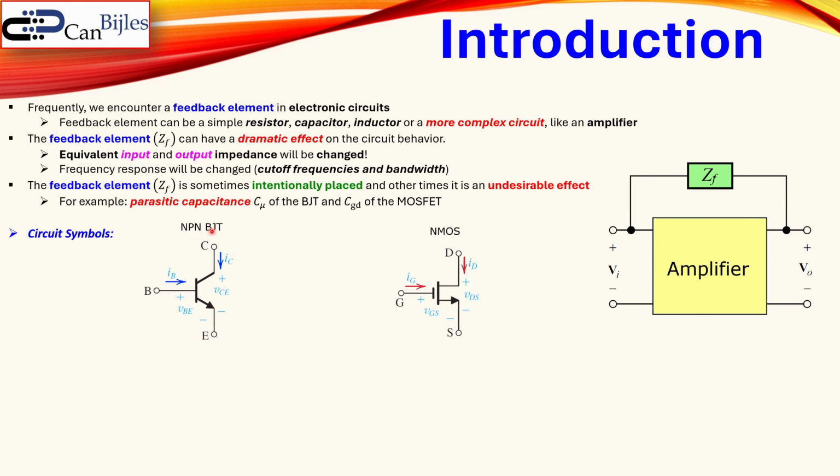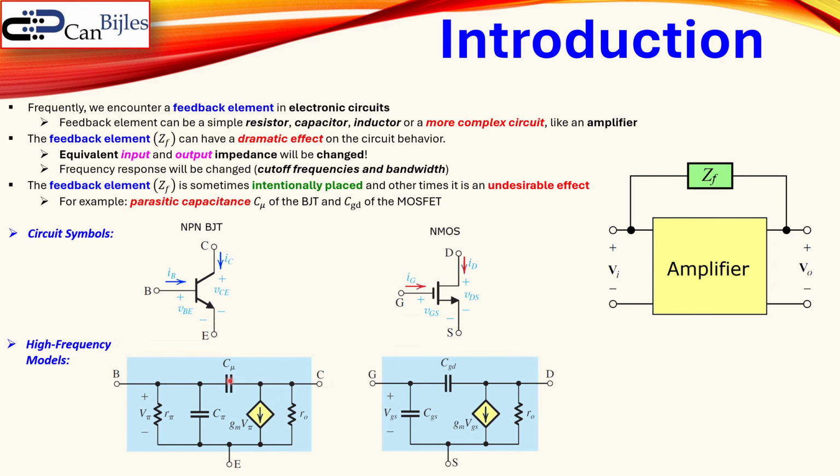So let's see the symbols of these two transistors. We have here the NPN BJT and here the N-channel MOSFET, enhancement type. You see here the base, emitter and collector. For the MOSFET you see the gate, source and drain. And you have here the simple circuit element. In this case we don't see the capacitor of course, but if you go to the high frequency model, then you can see that there is indeed a feedback element, in this case a feedback capacitor, for the small signal high frequency model of the BJT, but also for the small signal high frequency model of the MOSFET, that is the CGD. And this will have a dramatic effect, as said before, on our frequency response.